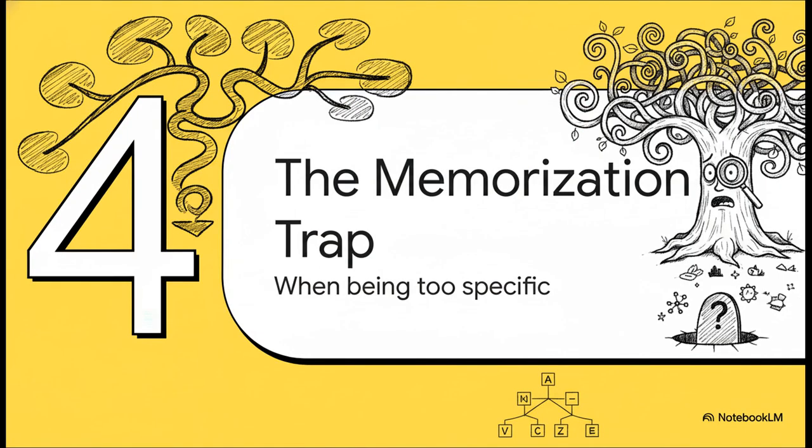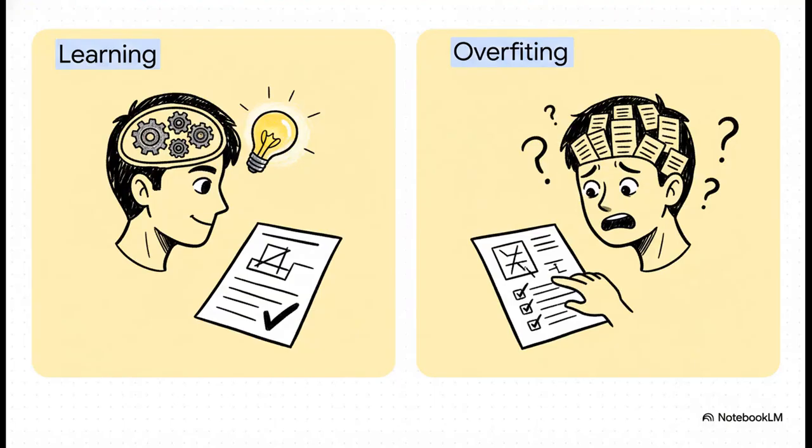But, and this is a big but, this process has a major, major pitfall. It's a trap the machine can easily fall into if we're not careful. It's called overfitting, and it's basically what happens when the tree gets a little too smart for its own good. Just think about the difference between really learning something for a test and just memorizing.